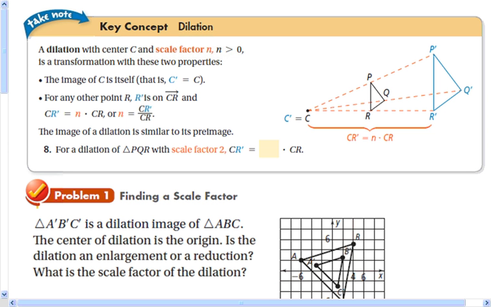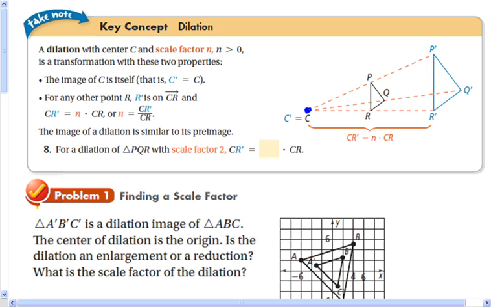All right, a dilation. Here are some key concepts. A dilation with center C and scale factor n, where n is greater than 0, is a transformation with these two properties. The image of C is itself. For any other point R, R prime is on ray CR, and CR prime is equal to n, the scale factor, times CR, or n equals CR prime divided by CR. The image of a dilation is similar to its pre-image.